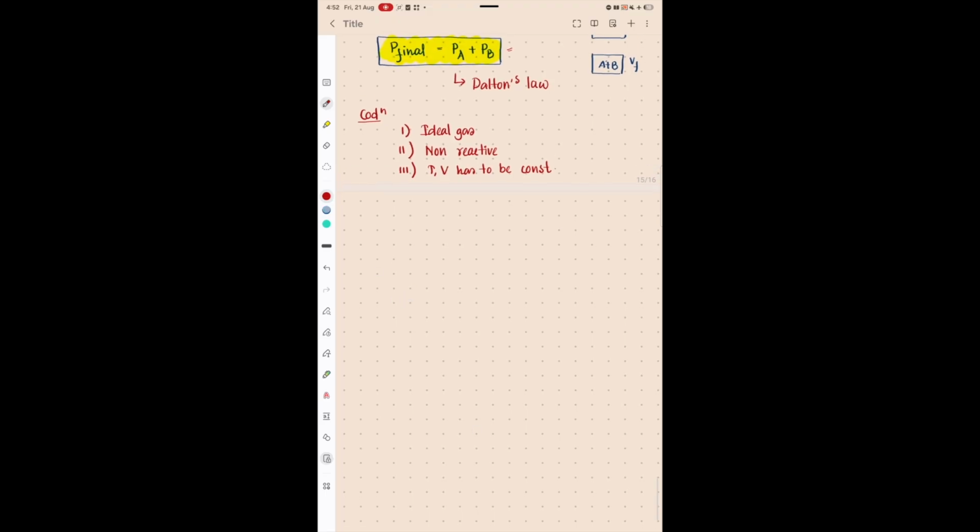Okay, now I will describe Dalton's law, what it actually says. Dalton's law says total pressure is the sum of the partial pressures of individual gases. So what was the equation? P was equal to PA plus PB. These are your partial pressures, and this is your total pressure.